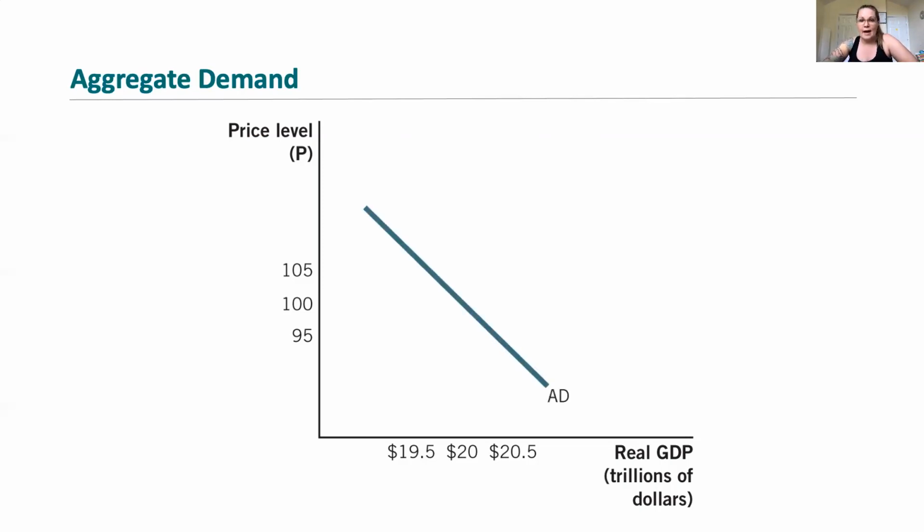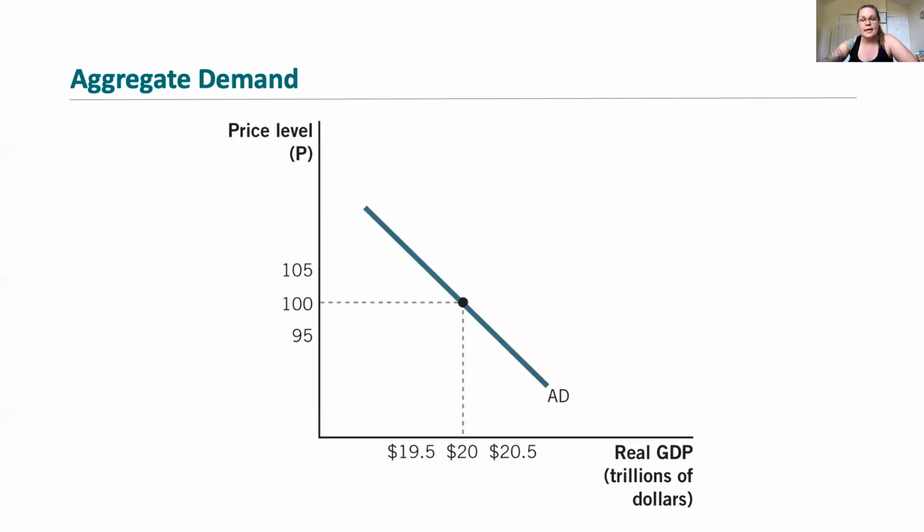So here we have a downward sloping aggregate demand curve. And believe it or not, the reason it's downward sloping is not as simple as it was before in the supply and demand model, where we simply talked about the law of demand. Here, aggregate demand is downward sloping due to 3 factors, and I'm going to expand on those in the future slides.